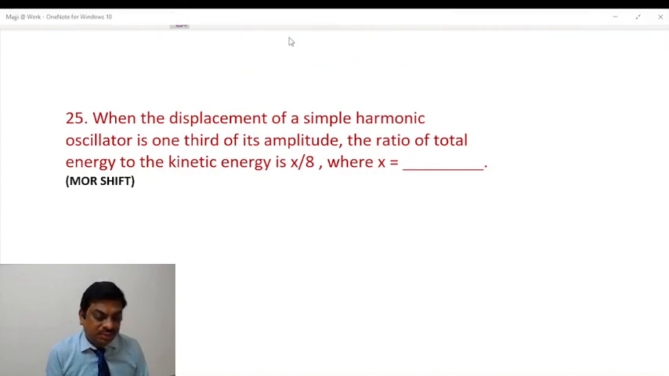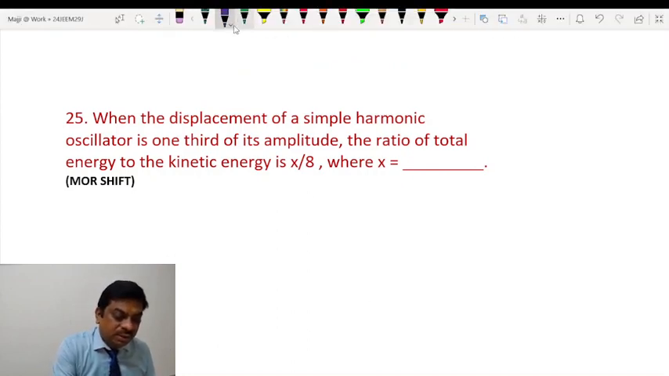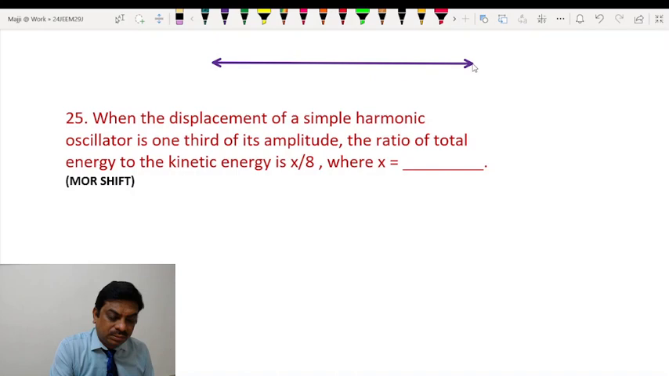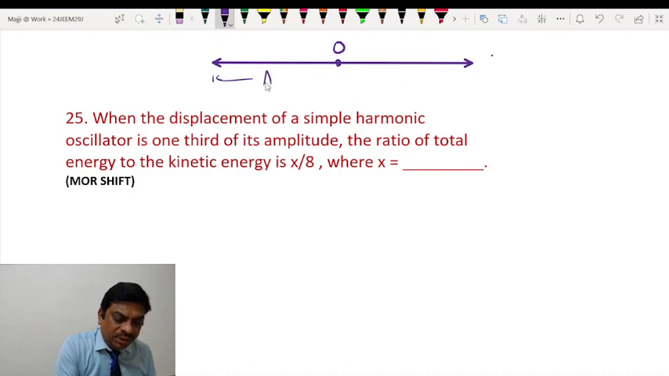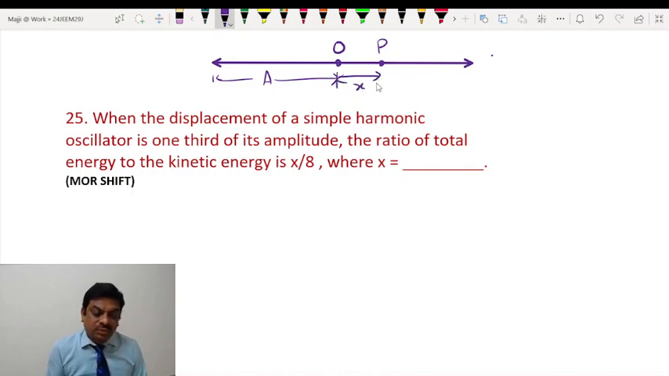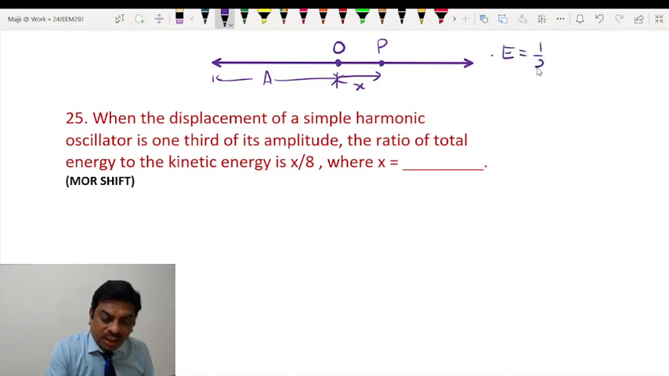So understanding is very simple, students. I will draw a straight line here like this. So this is the mean position, and this is the amplitude. So the particle, right now suppose it is at a distance x, its displacement is x. Then we know total energy is half k a square.